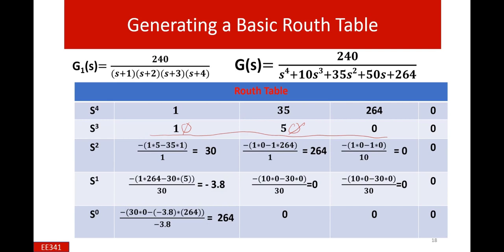For example, in our case, this first coefficient is positive, the next coefficient is also positive, and this coefficient is positive, and from 30 to minus 3.8 one sign is changed, and similarly minus 3.8 to plus 264 another sign is changed. There are two sign changes. So the result from the Routh table is clearly indicated in the next slide.